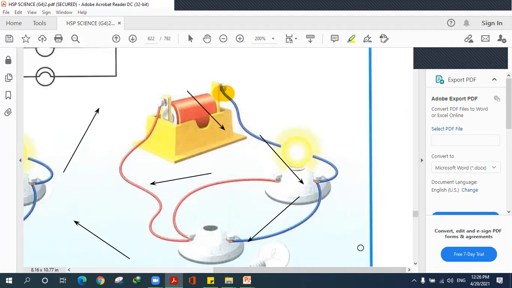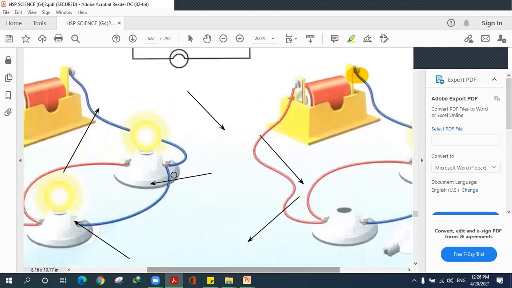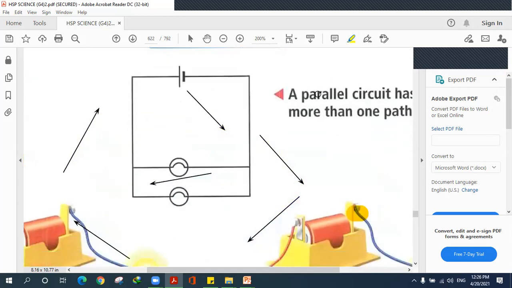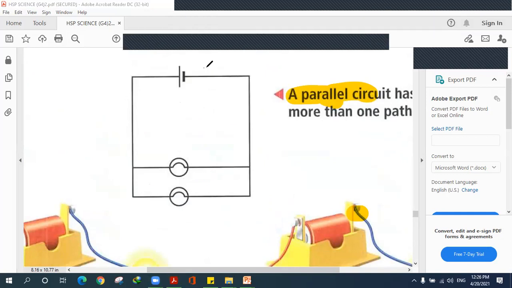So in this circuit, as you can see, we have a break where one bulb is not working, but the other one is still working. Why is that? Because this parallel circuit has two paths for the electricity to move through. So what is the big difference between parallel circuits and series circuits? The parallel circuit has many paths for electricity to move through. So if I took all of these wires off and started making new ones, you will see that electricity is moving this way.